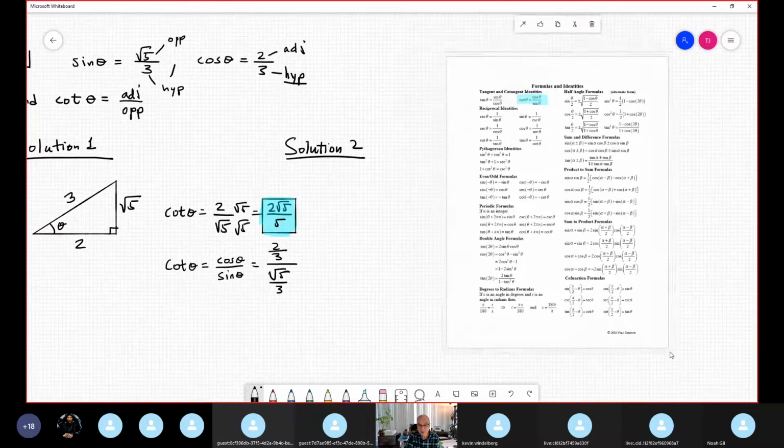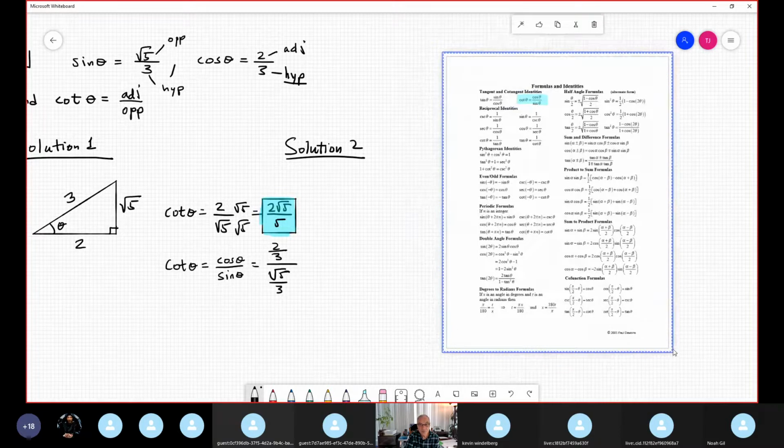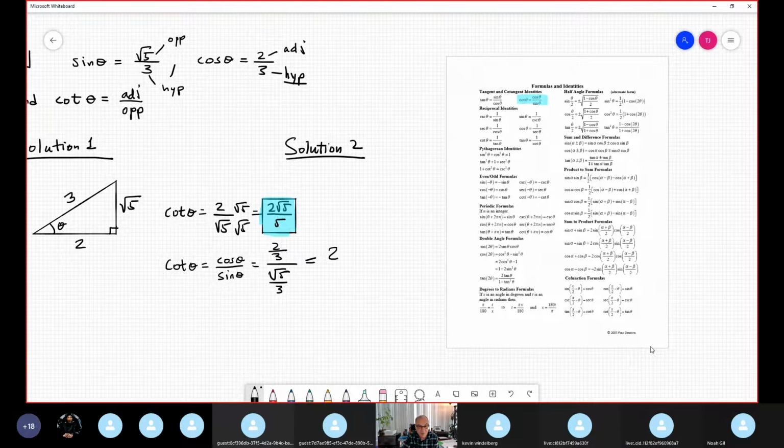Okay, now what should I do? Division. To divide this, you copy the first fraction 2/3, times flip the second, 3 over radical 5. The 3 is cancelled, and it's 2 over radical 5. It's exactly the same, we get that. After the rationalization, we get that.